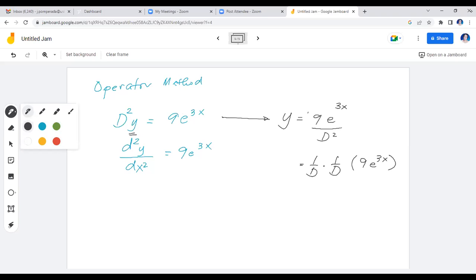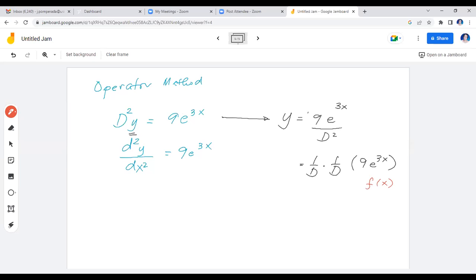Now that one could be treated as this. How many 1 over D you see here on the right side dictates how many times you will integrate the function of x here. So this is your function of x. The 1 over D tells you how many times you will integrate this. In here, you will have to integrate it twice because you have 2.